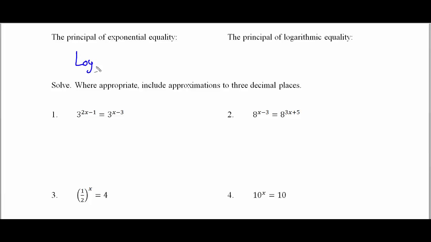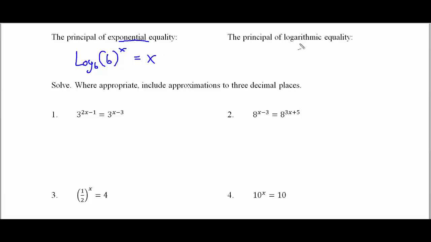Here's the principle of exponential equality. If I have log base b of b raised to the x power, that's going to give me x. Due to an earlier property, the power rule of logarithms, this x can be moved to the front, and log base b of b is 1, and 1 times x is x. We're going to be using this rule when we have an exponential problem.